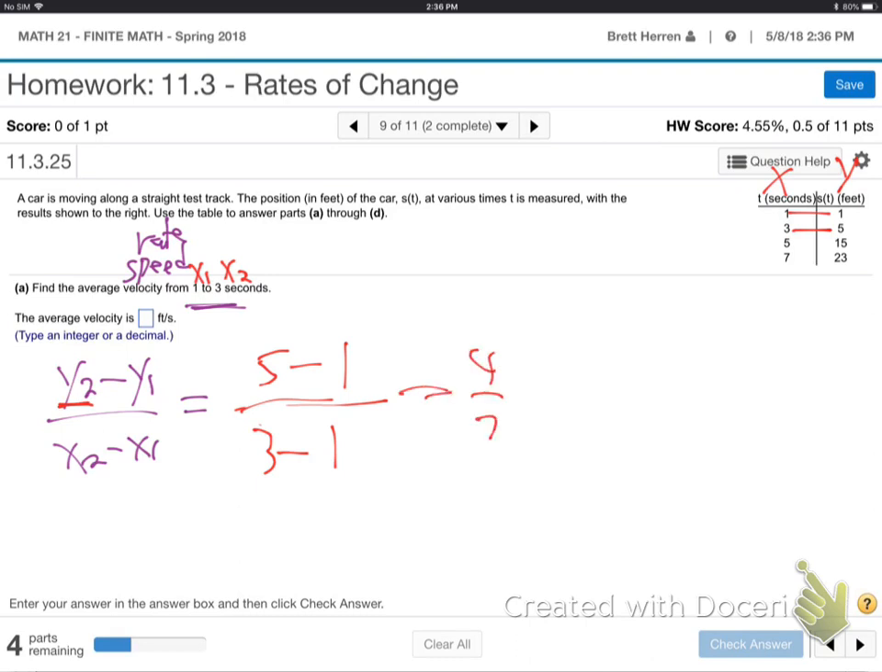So, see, they just keep doing 4 over 2, 2. Just doing the same thing, aren't they? They're just saying, hey, graph, table, function to plug into, it's all the same thing. It's all rate of change. Average rate of change is slope. Again, feet per second. See what we got. 2 more.